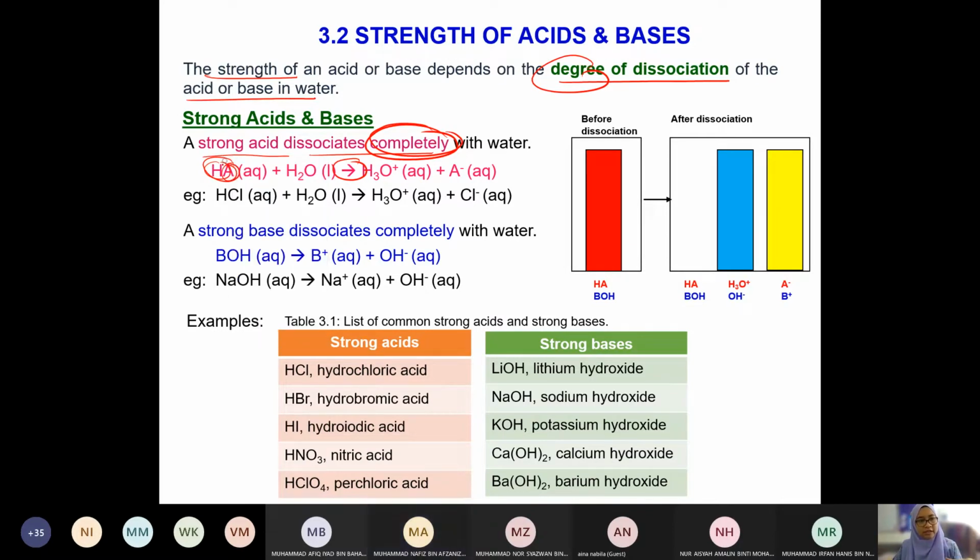In water. It means at the beginning, for example, this is before dissociation, this is how much it is. The concentration is high. But after dissociation, can you see HA? There's no HA anymore available in the water. None, it is finished. So all of the HA will be dissociated into H3O+ and A-. That is what completely dissociate means.